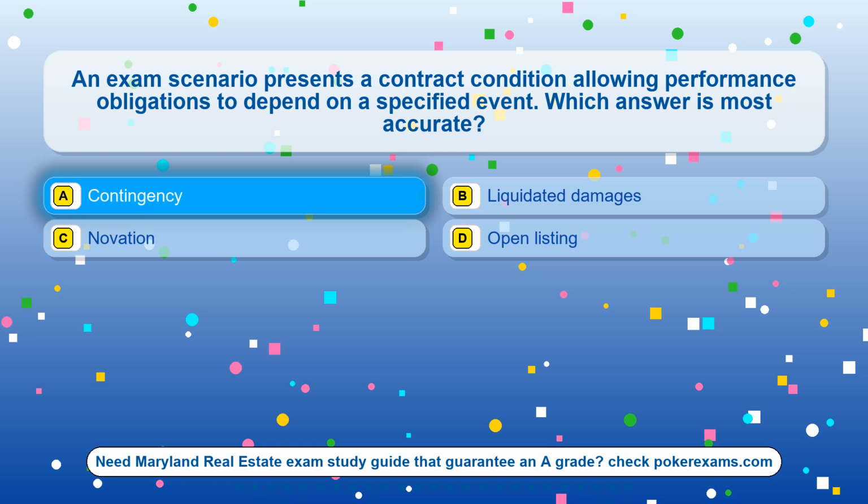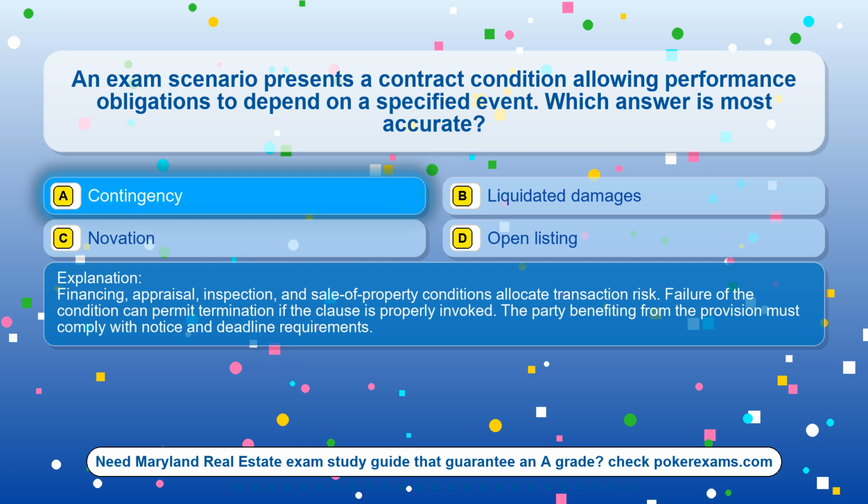The correct answer is option A, contingency. Financing, appraisal, inspection, and sale-of-property conditions allocate transaction risk. Failure of the condition can permit termination if the clause is properly invoked. The party benefiting from the provision must comply with notice and deadline requirements.